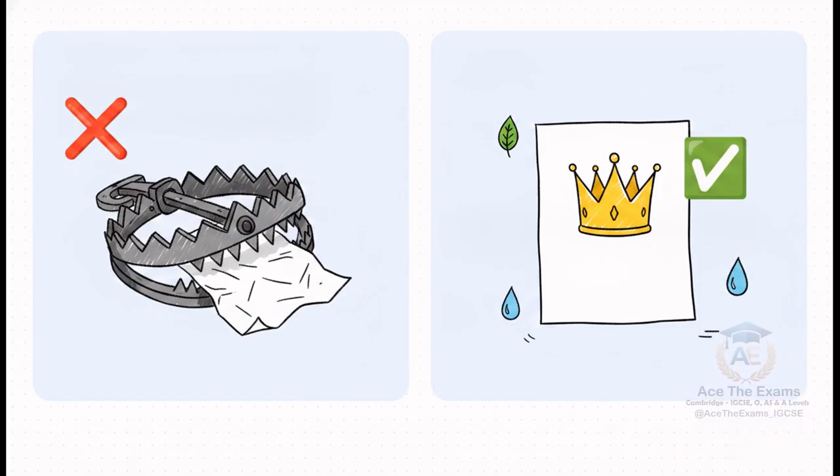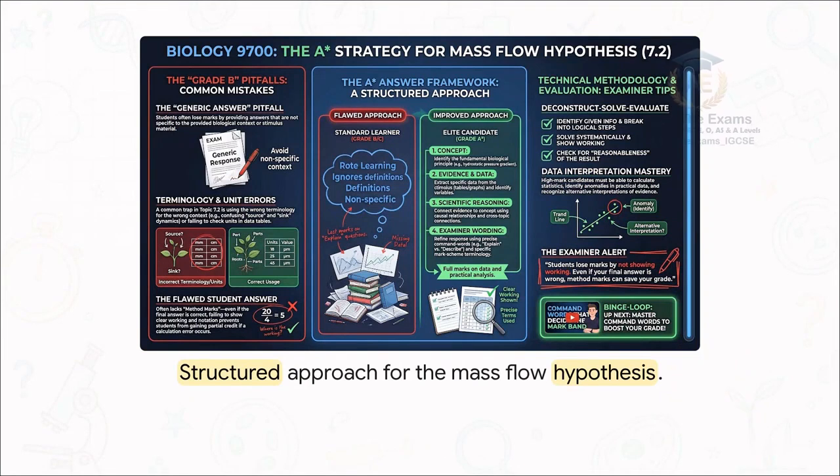The big takeaway here, generic answers are traps, guys. Context is king. Taking over the screen now is the A-star strategy for the mass flow hypothesis in phloem. Notice how the elite candidate doesn't just list facts, no. They extract specific data from the stimulus to actually prove the hydrostatic pressure gradient. They're connecting the evidence to the biological concept using clear causal relationships. And that is exactly how you show the examiner you truly understand the mechanics.